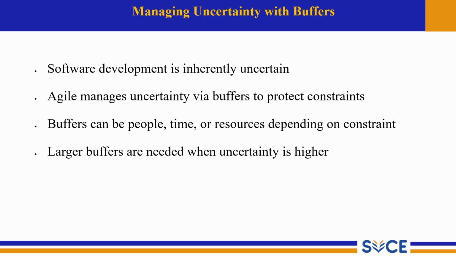Software development is inherently uncertain, so we can't predict everything. Agile manages uncertainty via buffers to protect constraints. Buffers can be people, time or resources depending on the constraint. Larger buffers are needed when uncertainty is higher. The less waste, the faster and cheaper delivery becomes.